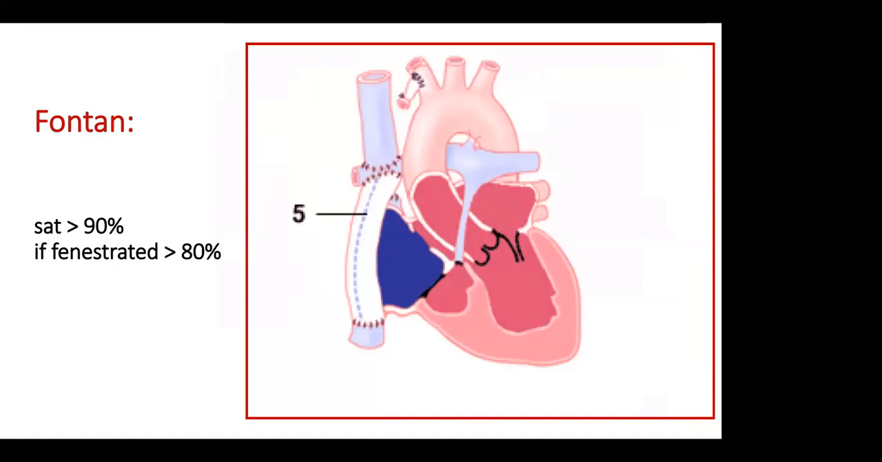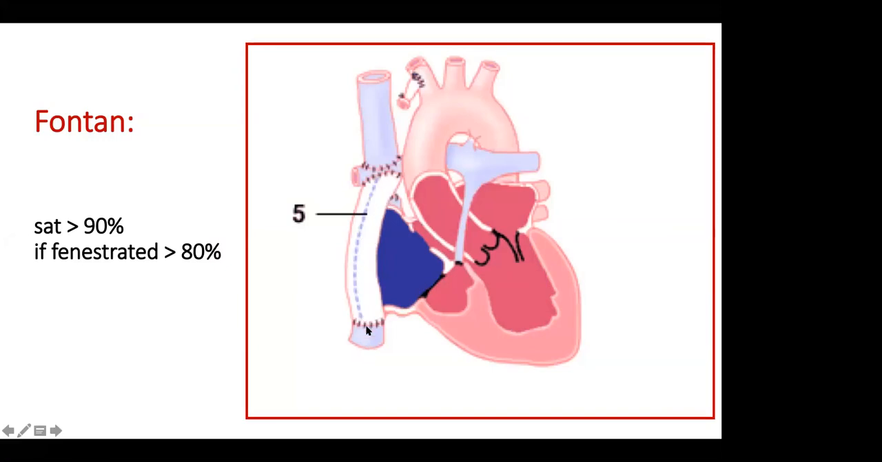As you can see in this cartoon, this is a patient with hypoplastic right heart. There is no tricuspid valve. This is tricuspid atresia, pulmonary atresia, hypoplastic RV. So he had a BT shunt first, then a Glenn, then Fontan. The Fontan is a connection between the IVC, the inferior vena cava, and the pulmonary artery.